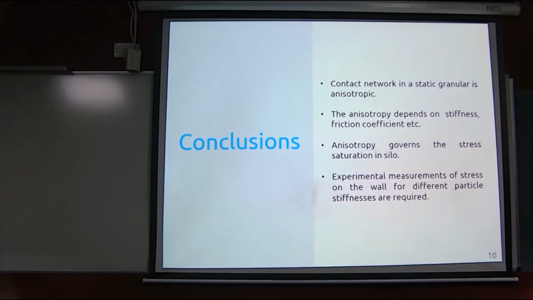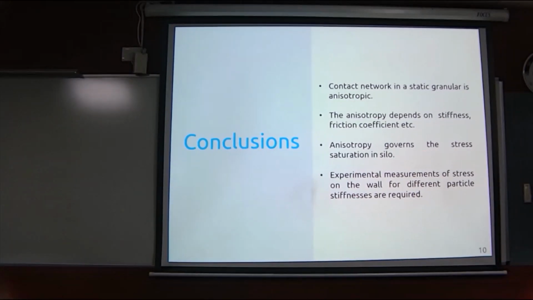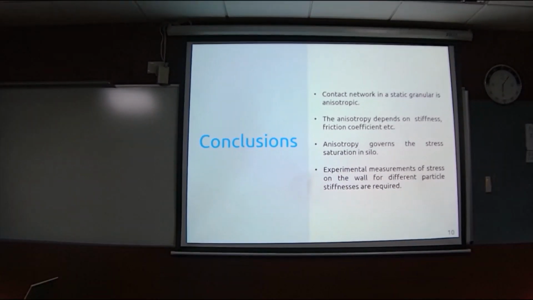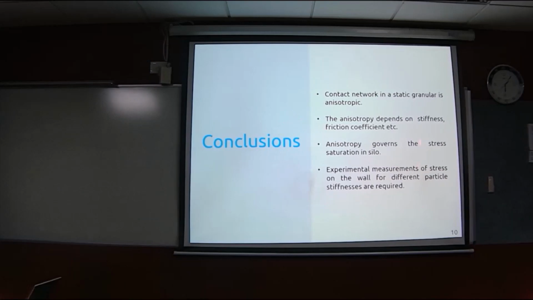So to conclude this talk, as we know now, the granular material network in a static granular column is anisotropic, and the anisotropy depends on stiffness, friction coefficient, and wall. And the anisotropy single-handedly governs the stress saturation in a silo. If there is no anisotropy in the system, we expect that there will not be stress saturation. And now I'm planning to do some experimental measurements of stress on the wall for different particle stiffness and see that there is actually a change in stress saturation length.